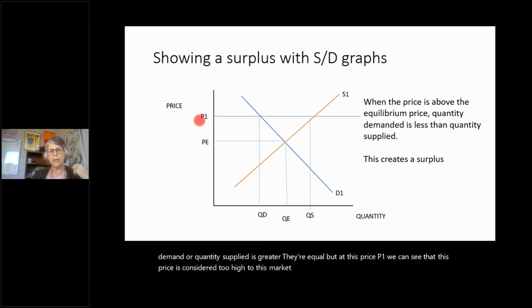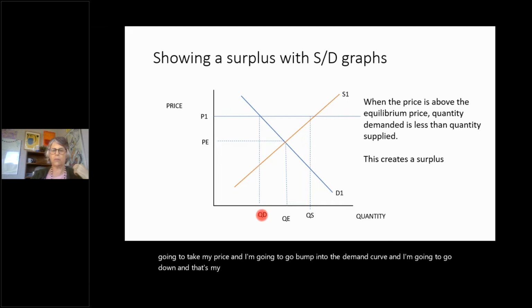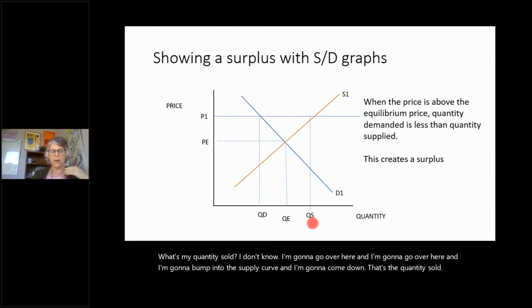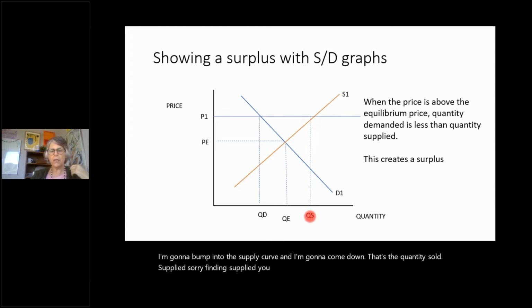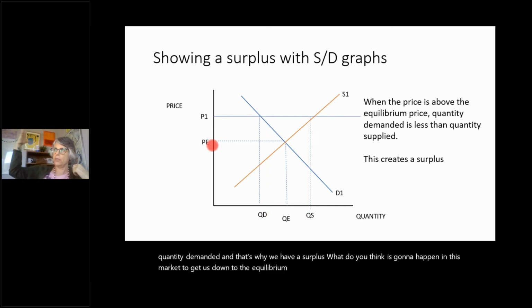So what's my quantity demanded? I take my price, go over and bump into the demand curve, and then go down, and that's my quantity demanded. What's my quantity supplied? I go over and bump into the supply curve and come down. That's the quantity supplied. You can see here that the quantity supplied is larger than the quantity demanded, and that's why we have a surplus. What do you think is going to happen in this market to get us down to the equilibrium price? Well, if there's a lot of surplus laying around, they've got to get rid of it. They're going to lower prices to get us back to equilibrium.